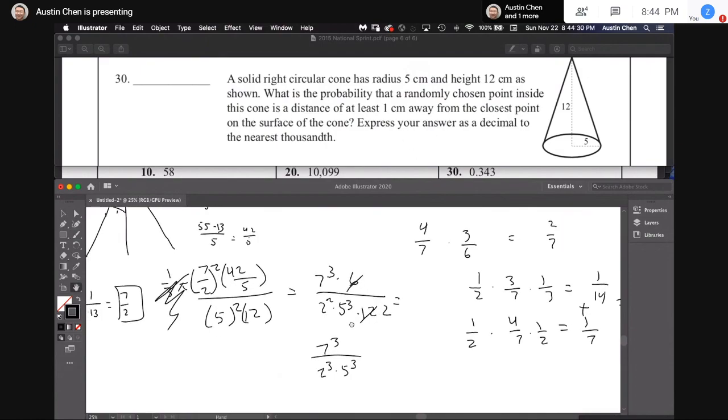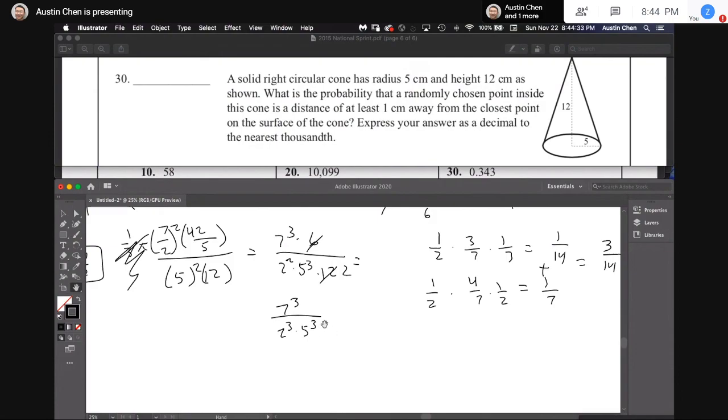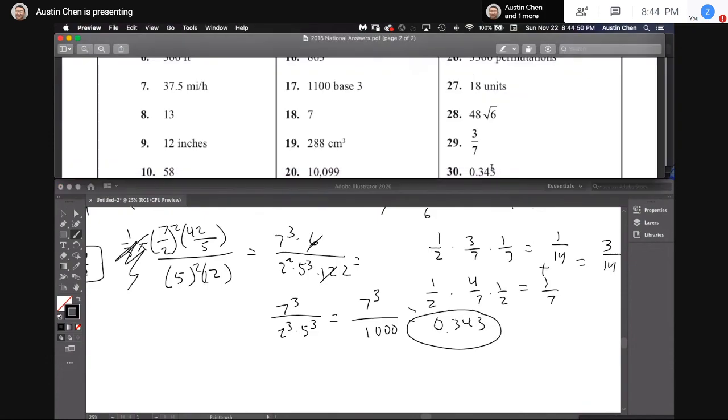Want to express your answer as a decimal to the nearest thousandth? This 2 cubed times 5 cubed is 1,000, right? So then this is just 7 cubed over 1,000. So then it's just 0.343, where 343 is 7 cubed. So yeah, that's your answer. And that is the answer here as well.